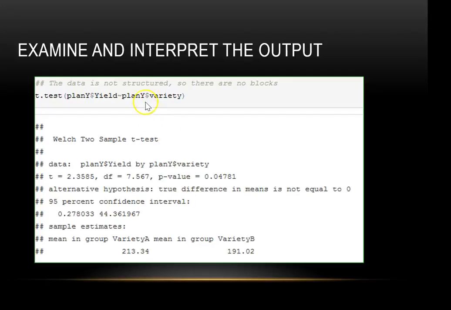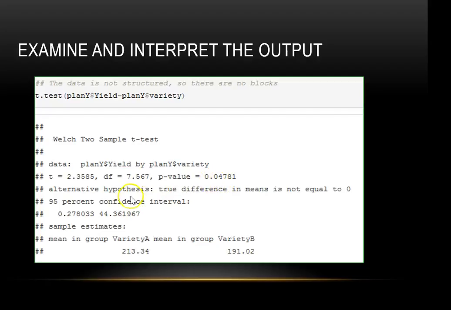So here's the answer, or examining the output. As I said, this line here is the way you do a t-test. Very simple. There are no blocks in this. It's just a 2-sample t-test. And this is the output that you'll get. It says the data is yield by variety. This is the calculated t value, the t statistic from your data. This is the group degrees of freedom.